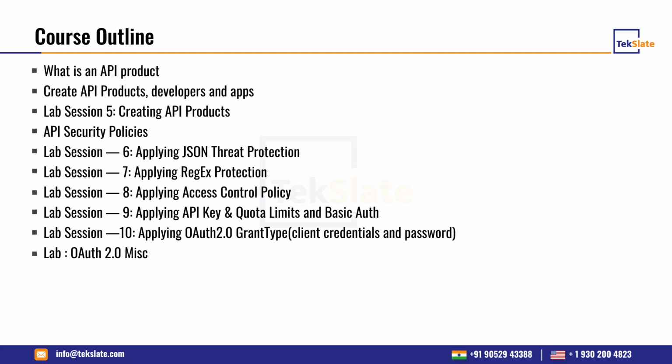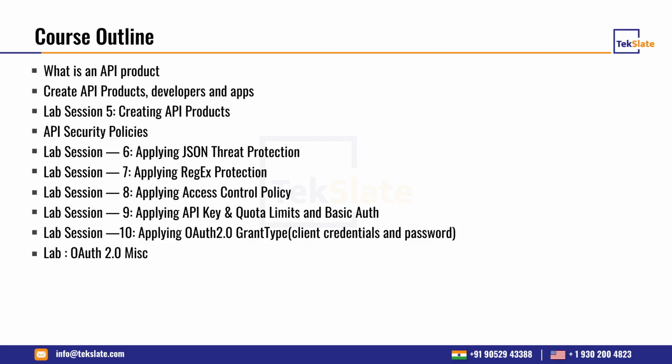That is one of the strengths of Apigee. Apigee has a lot of policies related to that, and it is also very compliant with all the latest API security frameworks and protocols. So we'll see JSON threat protection, regular expression protection, access control policy, API key and quota, basic authentication, and then we will learn and use OAuth 2 and the various grant types of OAuth 2, because OAuth 2 and API key are among the most required things you have to do during any Apigee project.